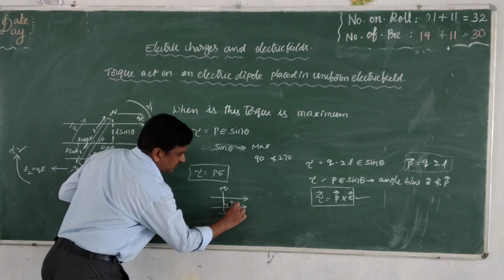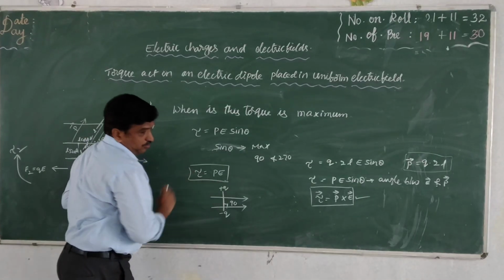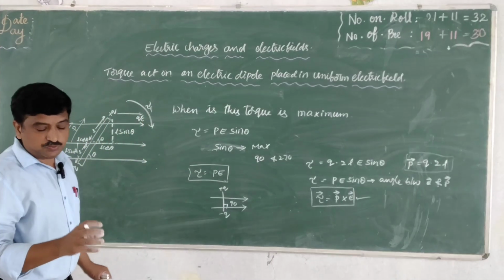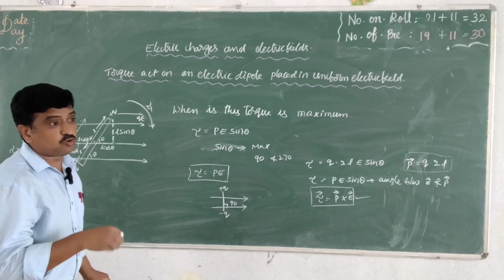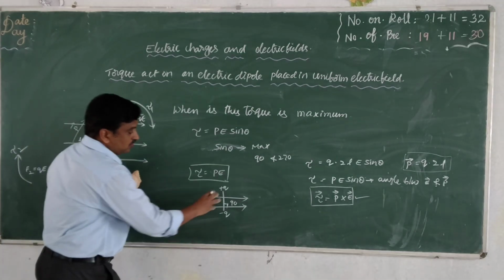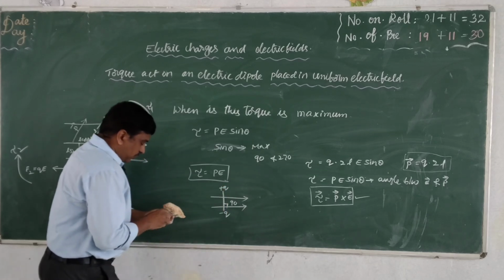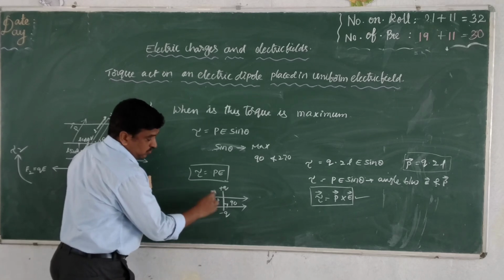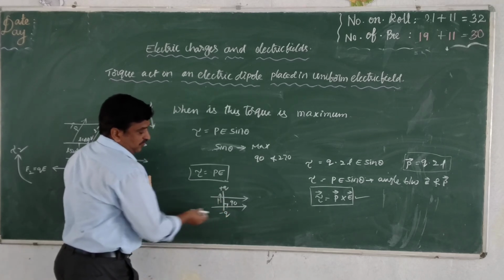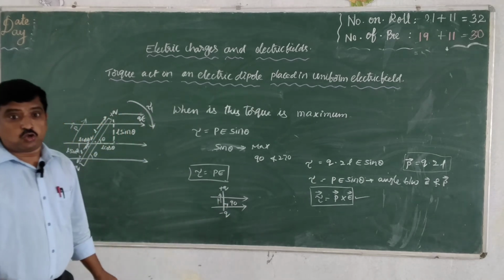In this case, the maximum torque acts on the electric dipole placed in the uniform electric field. The dipole moment points from minus q to plus q in the upward direction, and the electric field is in this direction. The angle between these two is 90, and in that case the torque is maximum.